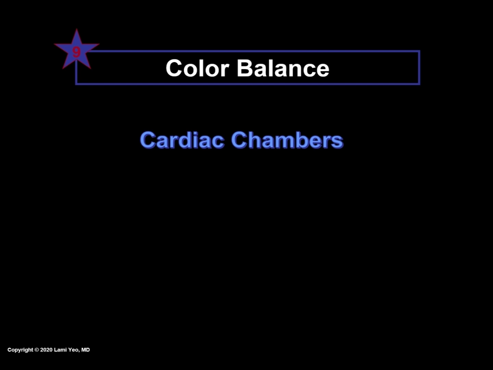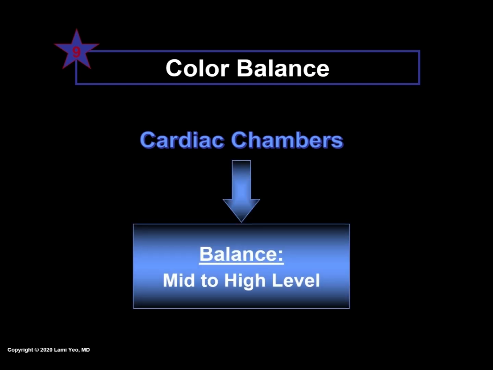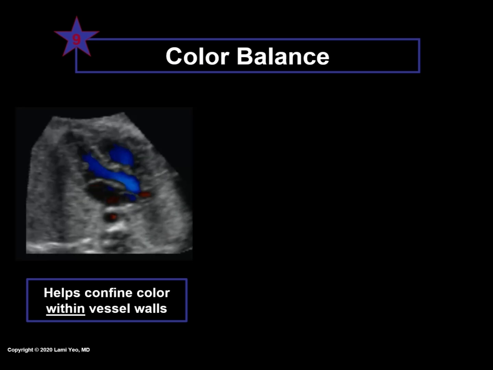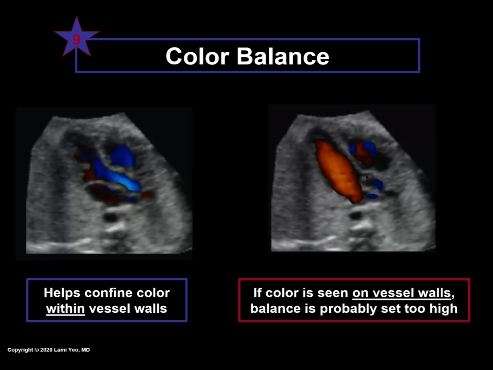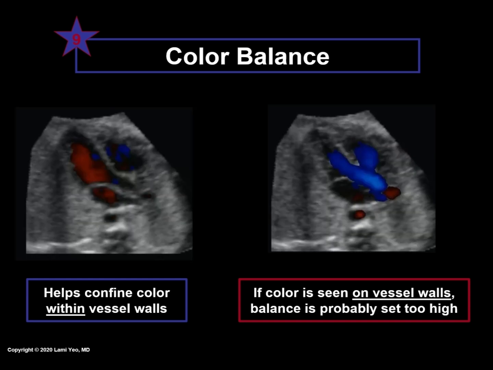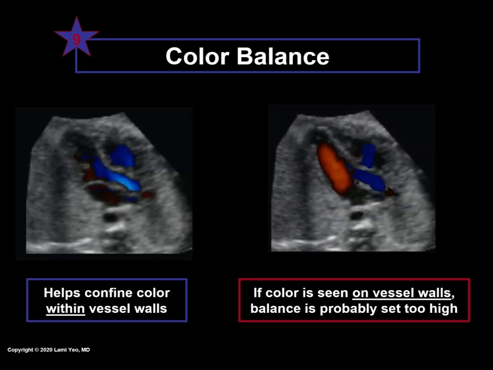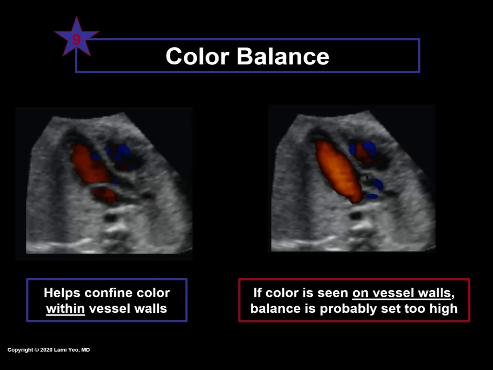For cardiac chambers, it is often recommended to use a mid to high balance, which will enhance the ability to see details. Color balance also helps to confine color within the vessel walls, as shown in the left ventricular outflow tract. If color is seen on the vessel walls, the balance is probably set too high, as shown in the right video. This is the same fetus, but with a color signal on the walls of the left ventricular outflow tract.